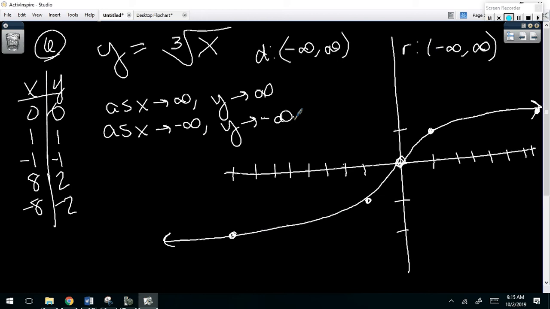What am I missing? Symmetry. Does it have symmetry? What kind? Odd symmetry. It's odd symmetry. If you plug a -x in there, the cube root of -x, you can take the negative out on the outside since it's an odd root, and it looks exactly the opposite, so it's odd.